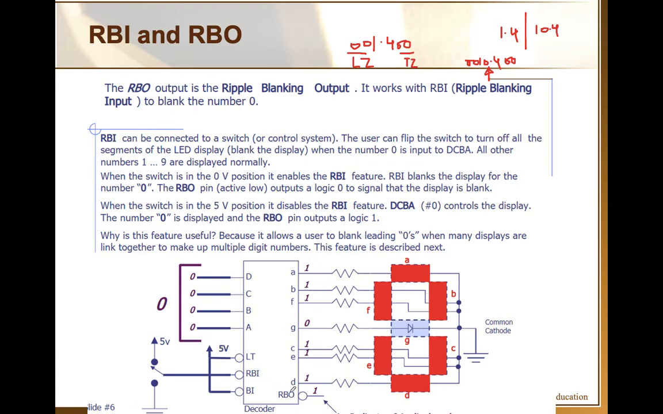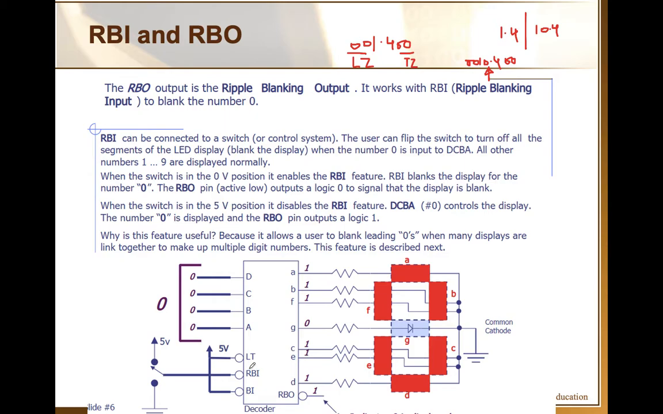Now we're talking about RBI and RBO. RBI is the ripple blanking input. Again, you can connect it with a switch. Again, this is a low enable line. So if you connect it with 5 volts, obviously this feature is not being used, it is disabled. It will only be enabled if you connect it with ground. So when it is connected with ground, then this is enabled.